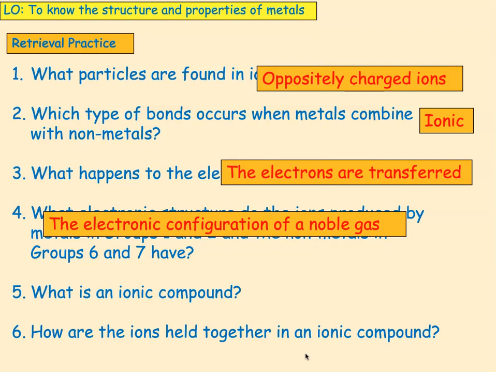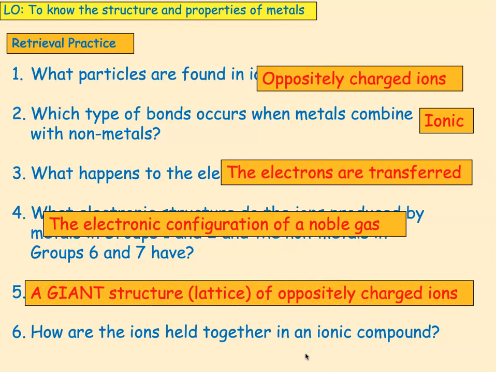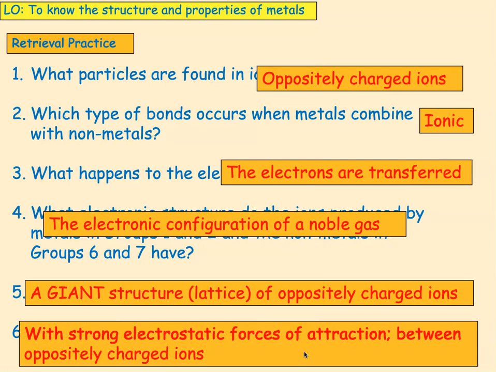What is an ionic compound? An ionic compound is a giant structure or a lattice of oppositely charged ions. How are the ions held together in an ionic compound? They're held together with strong electrostatic forces of attraction between oppositely charged ions. That is, positive and negative attract each other.